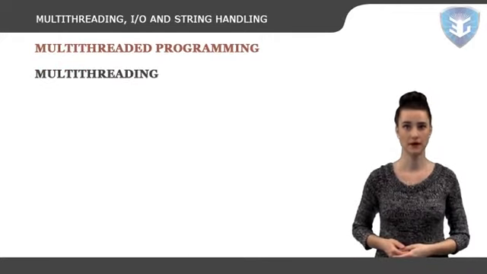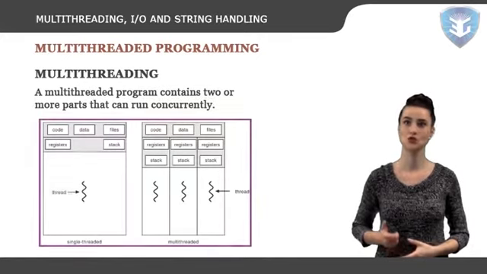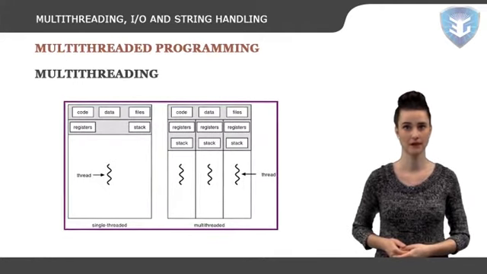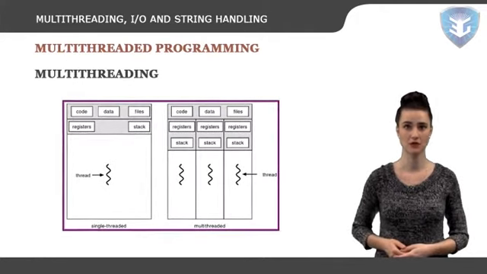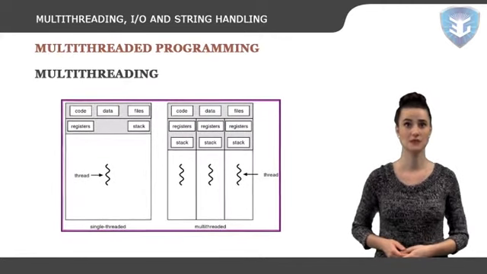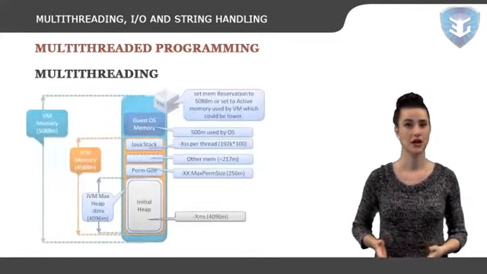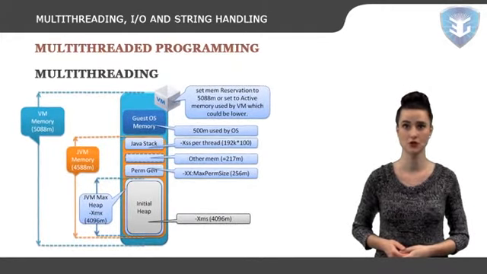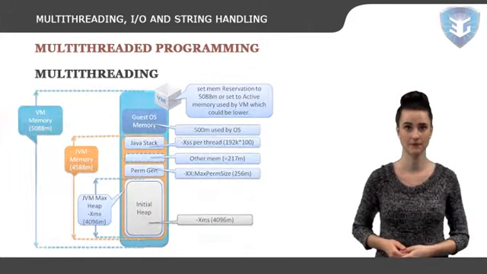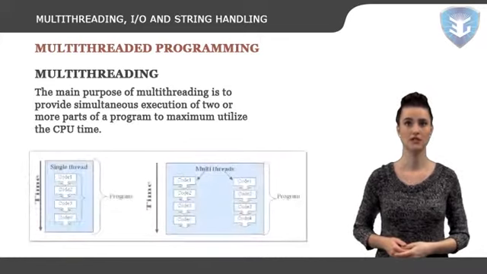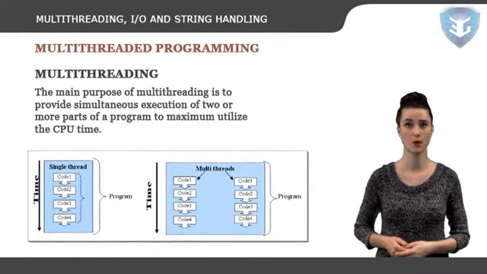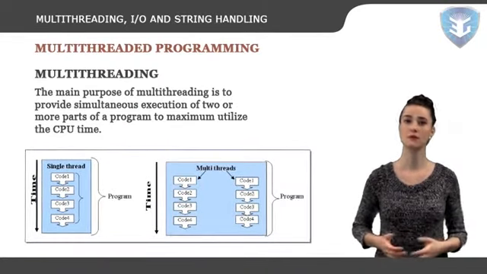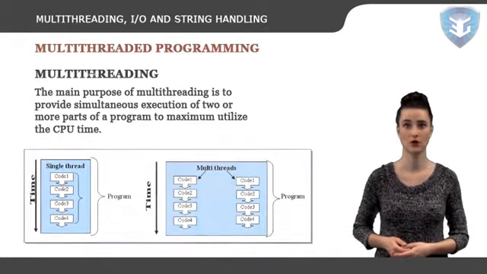Let's know about multi-threading. A multi-threaded program contains two or more parts that can run concurrently. Each part of such a program is called a thread, and each thread defines a separate path of execution. Thus, multi-threading is a specialized form of multitasking. In Java, the Java Virtual Machine (JVM) allows an application to have multiple threads of execution running concurrently and independently. The main purpose of multi-threading is to provide simultaneous execution of two or more parts of a program to utilize the CPU time.